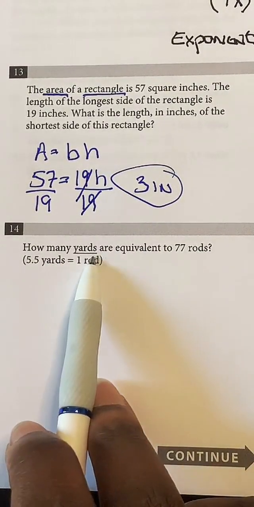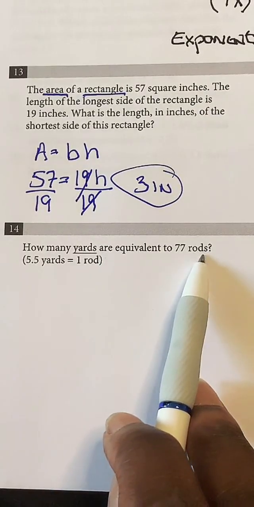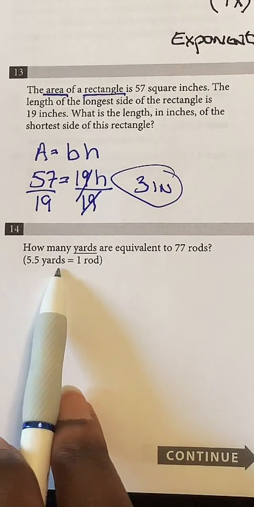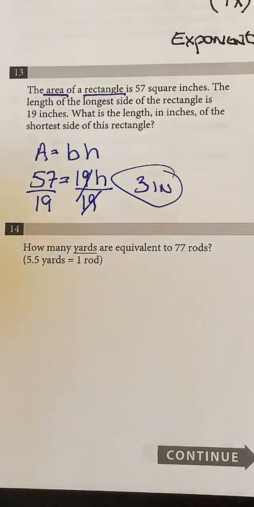So how many yards are equivalent to 77 rods? And they're saying 5.5 yards is 1 rod. What are we doing?